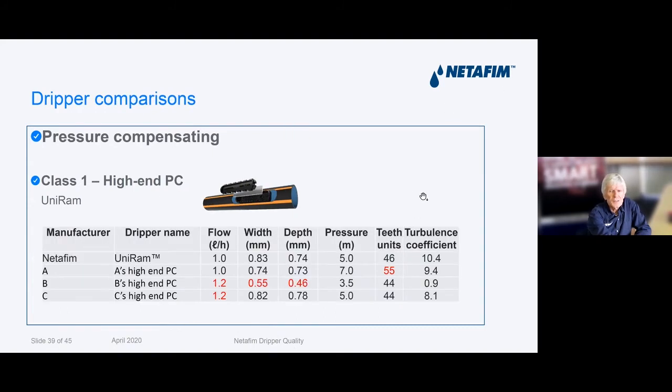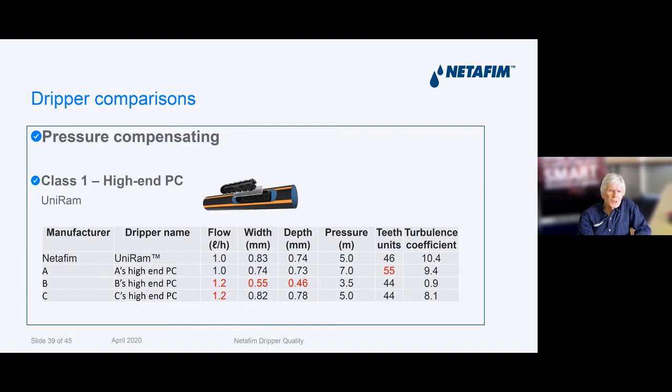Now, how do these compare then in turbulence coefficient? How do these compare with our competitors' drippers? So what I've put here, I've taken the Uniram dripper, I've just taken one flow rate, 1 litre an hour.